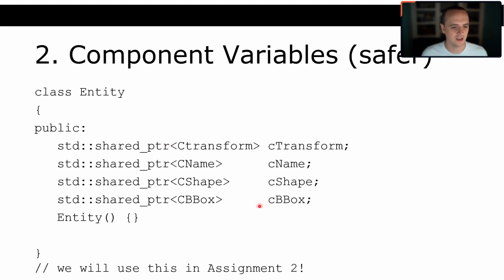So our entity, and this is what we're going to use for assignment 2, we're going to have an entity class that stores shared pointers to all of these types of components. And our entity constructor is just not going to do anything. And the cool thing is that because shared pointers implement RAII, which we talked about in a previous class, then we don't need to worry about the memory management for those. So the destructor here, we can just use the default destructor and the memory will all be cleaned up for us.